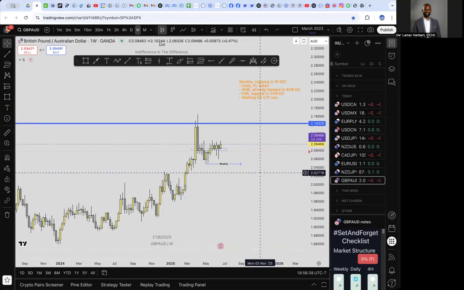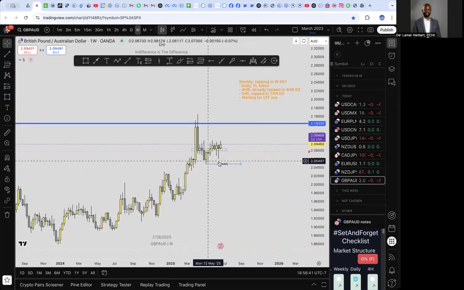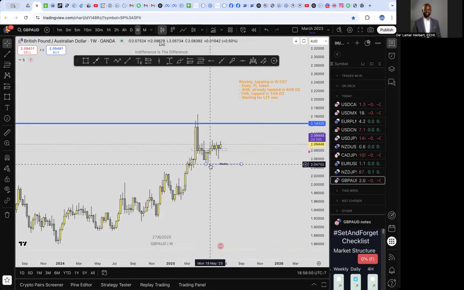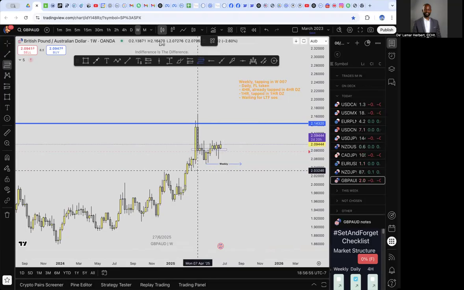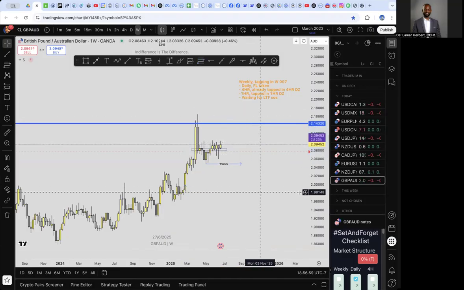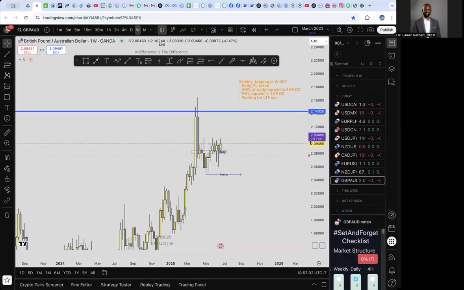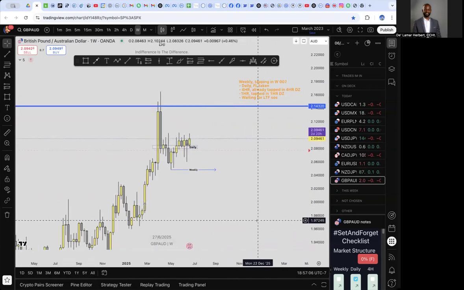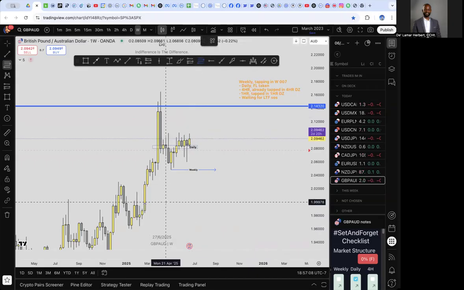Starting with GBP AUD. This is going to be super quick. This weekly is having a first low. Actually, not a first low, because our first low was already taken on the weekly, but we're tapping into this here, weekly 007 zone. Let me just double check here. Yeah, it's a weekly 007 zone like that.